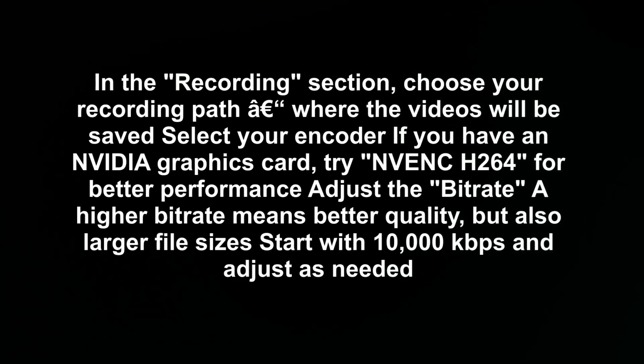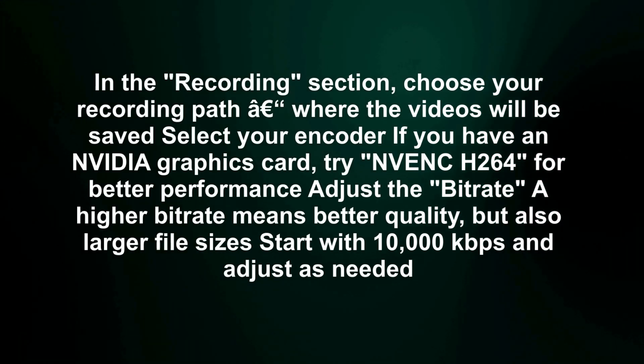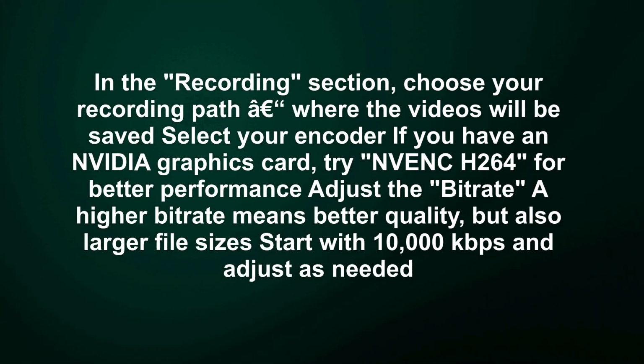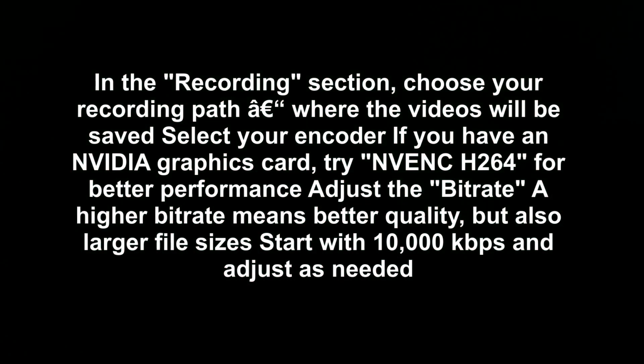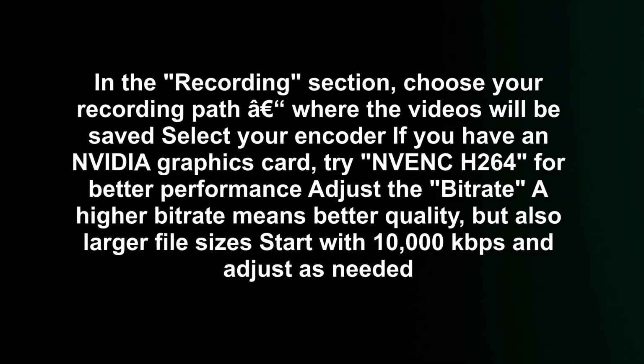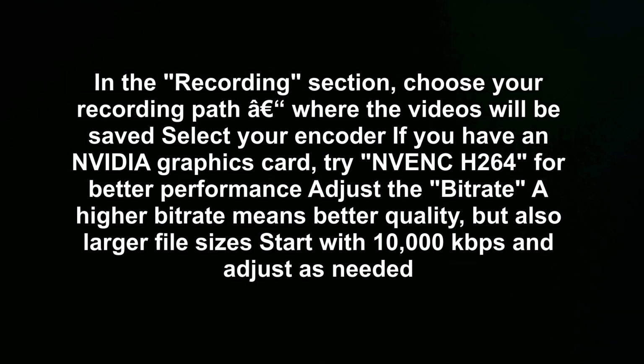In the Recording section, choose your recording path, where the videos will be saved. Select your encoder. If you have an NVIDIA graphics card, try NVENC H.264 for better performance. Adjust the bitrate. A higher bitrate means better quality, but also larger file sizes. Start with 10,000 kbps and adjust as needed.